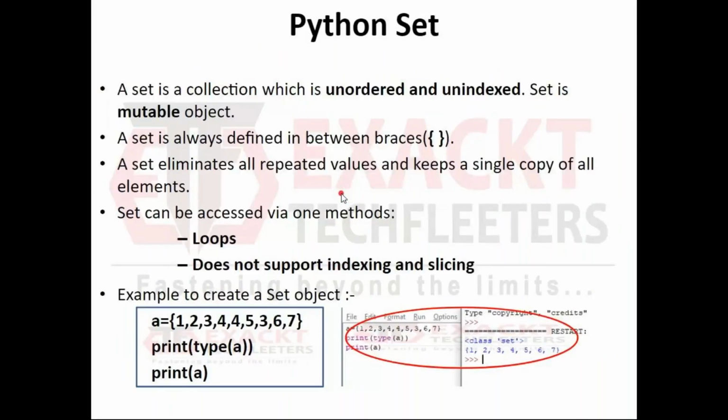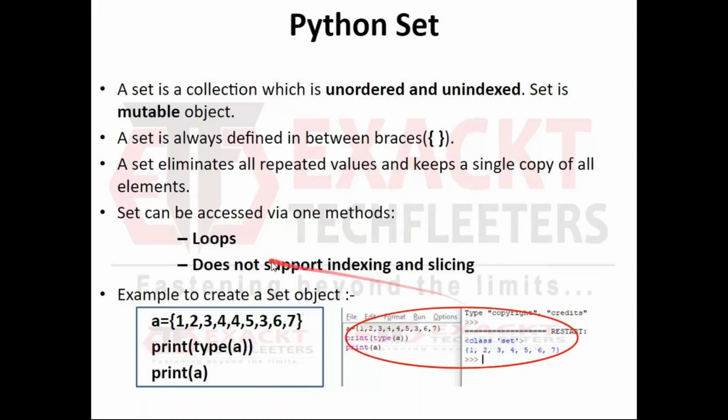I already told you about set. It is a data structure which stores unique values only. Let's suppose this is our set: 1 2 3 4 4 5 3 6 7. It will only store the unique values, not the repeated ones. If you print this, you will see only 1 2 3 4 5 6 7. Here 4 is repeated, 3 is repeated, but there is no repetition while storing the data. So this is what a set is.